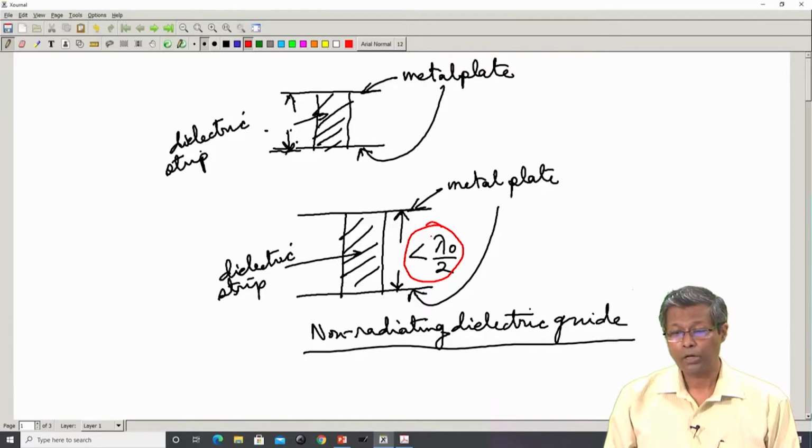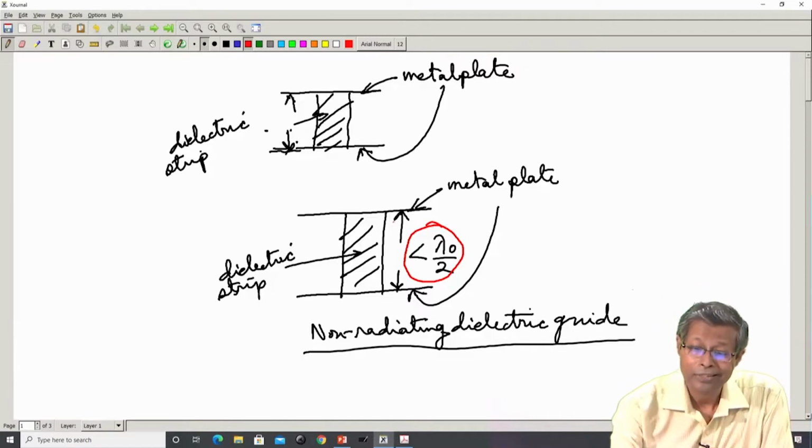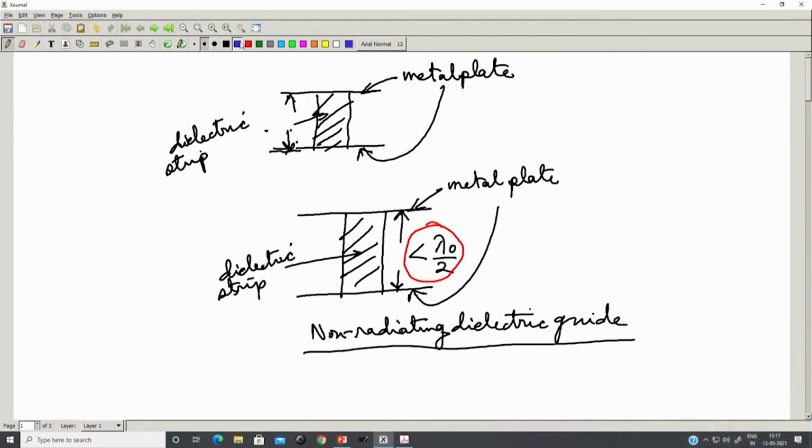Okay. So, it is because of the fact that the waves in this air region. So, these are the two air regions. So, here is air and here is air. So, the waves in the air region are evanescent in nature. Okay. So, let us investigate therefore, the modal characteristics of such guides which enable it to be a low loss propagating medium.